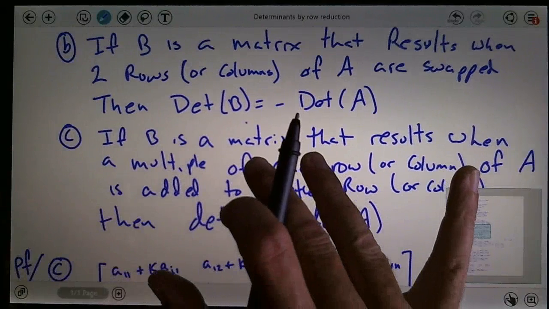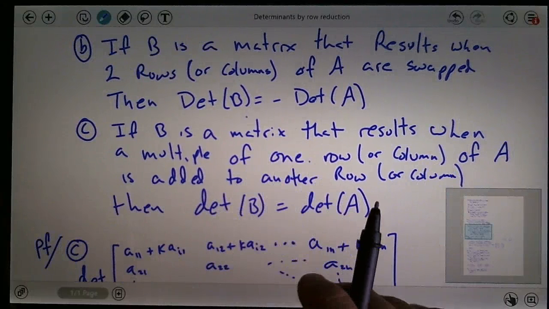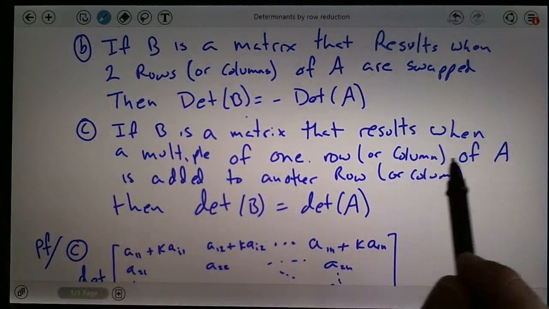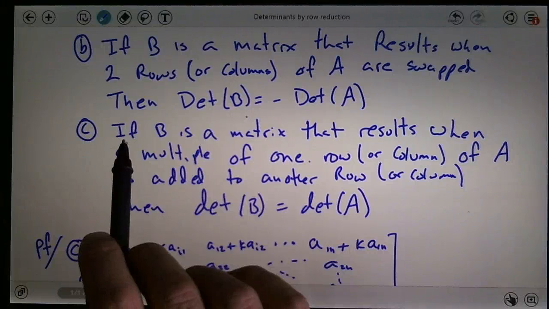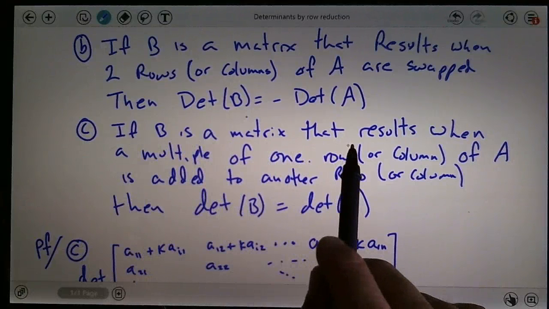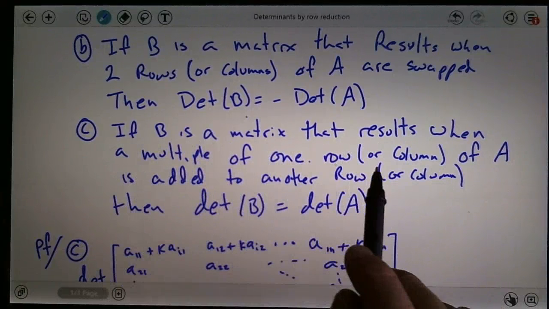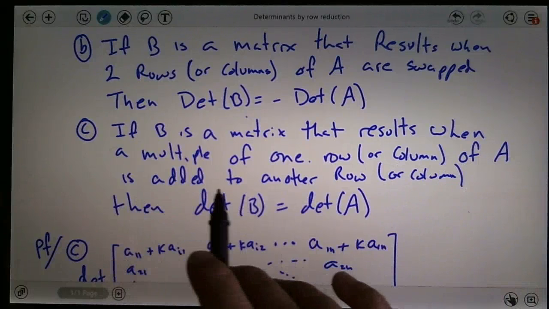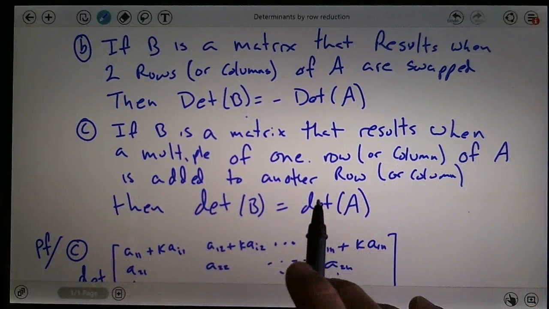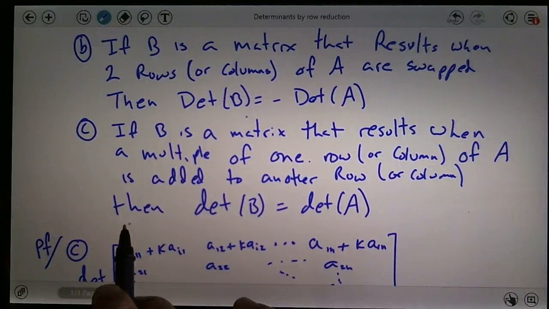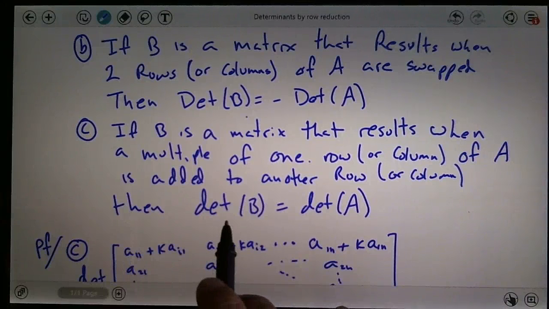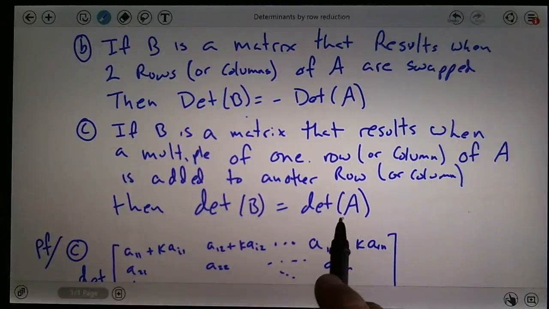And the last part is, of course, there's one more elementary row operation. If B is a matrix that results when a multiple of one row or column of A is added to another row or column of A, then the determinant of B equals the determinant of A. This to me is crazy.